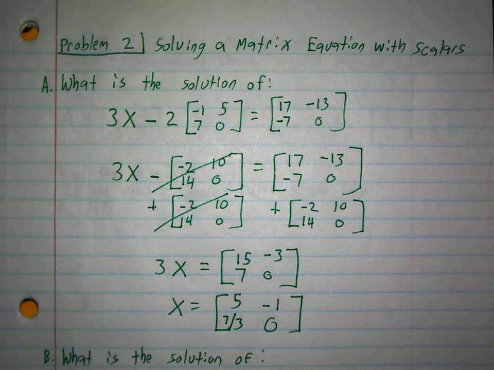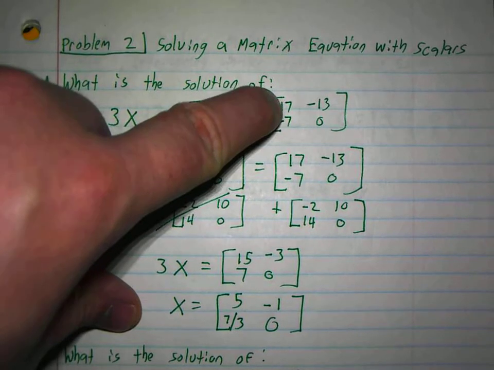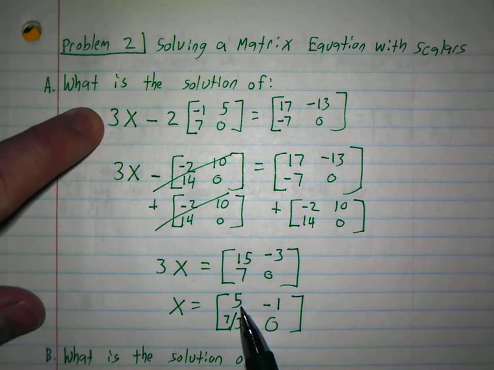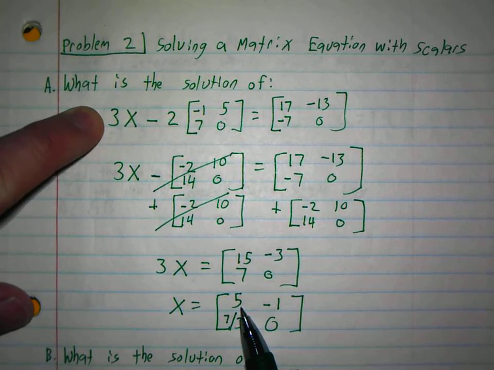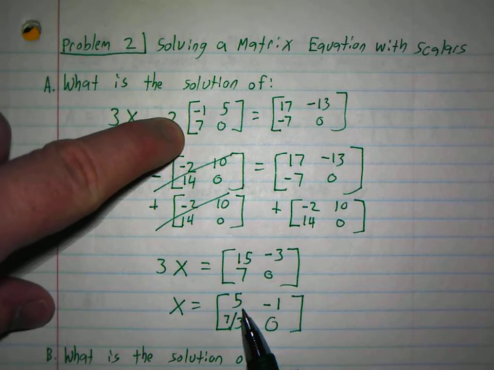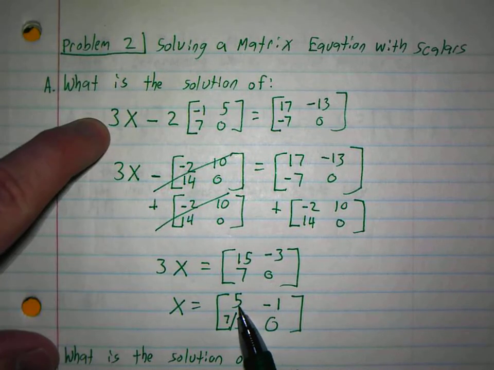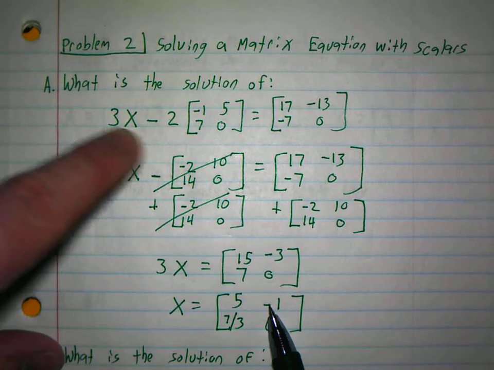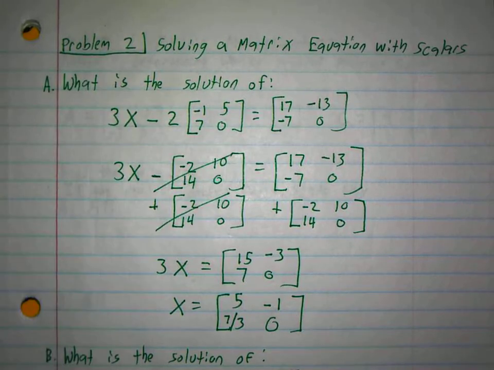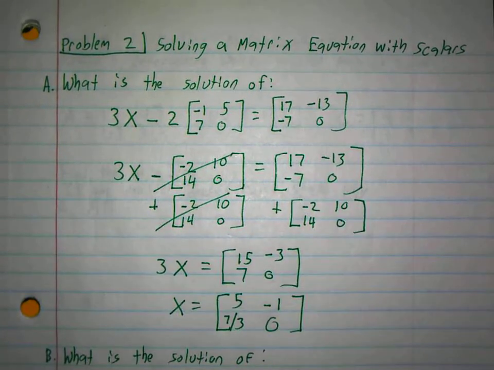Now what this means is if I put this matrix right here, I do the math, I should get 17, negative 7, negative 13, 0. Like 3 times 5 is 15, right? 2 times negative 1 is negative 2. 15 minus negative 2 is 17. Right? 3 times negative 1 is negative 3. 2 times 5 is 10. Negative 3 minus 10 is negative 13, and so on. So this is the matrix that goes here to make this equation true. That's why it's a solution.